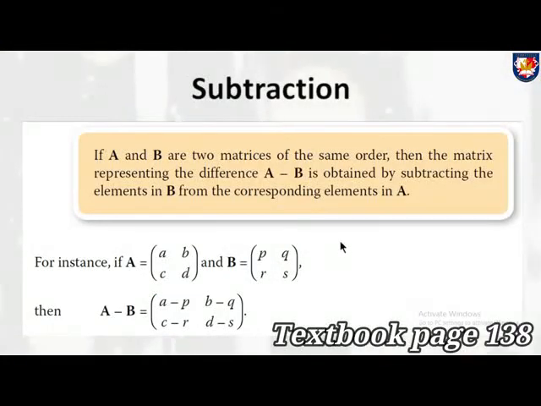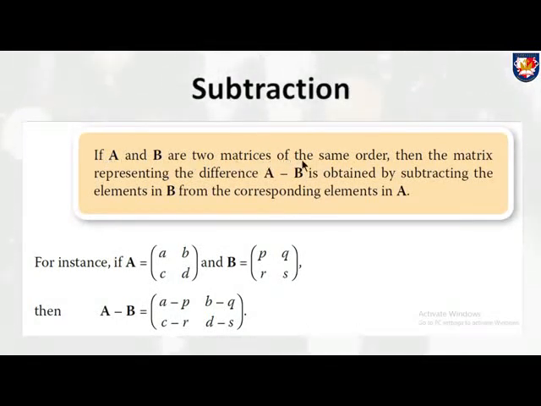How about the subtraction of matrices? If A and B are two matrices of the same order, remember, the same order, then the matrix representing the difference A minus B is obtained by subtracting the elements in B from the corresponding elements in A. Or the other way to say it, we just need to subtract the element of B from the element of A.